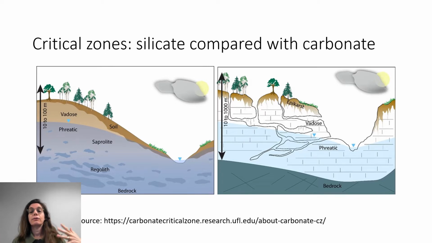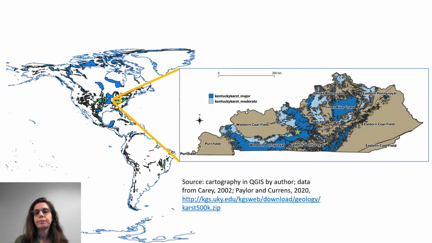And then for the carbonate critical zone, you've probably already seen this slide today, but our carbonate critical zone is on the right, and contrasting that with the end member of a silicate critical zone, which has porous media groundwater storage and is an order of magnitude thinner than the carbonate critical zone.